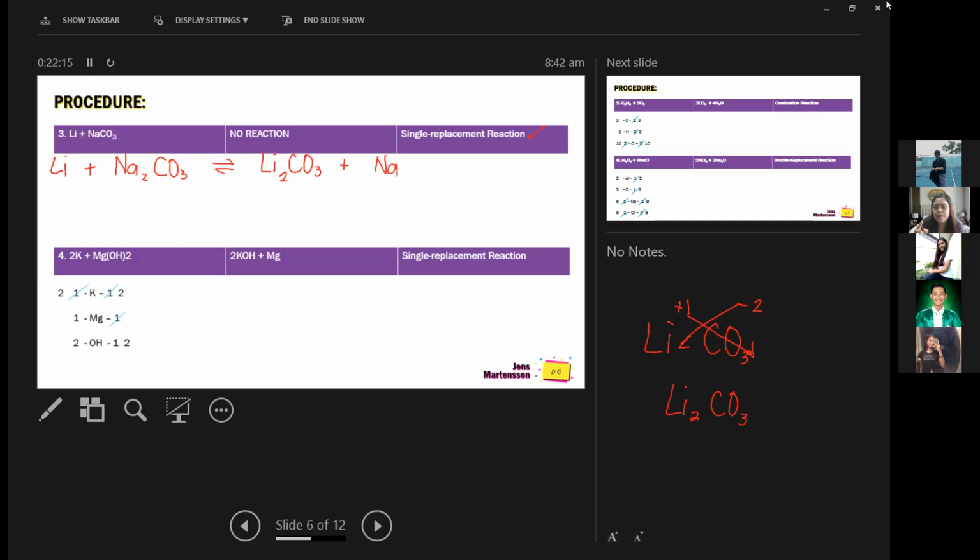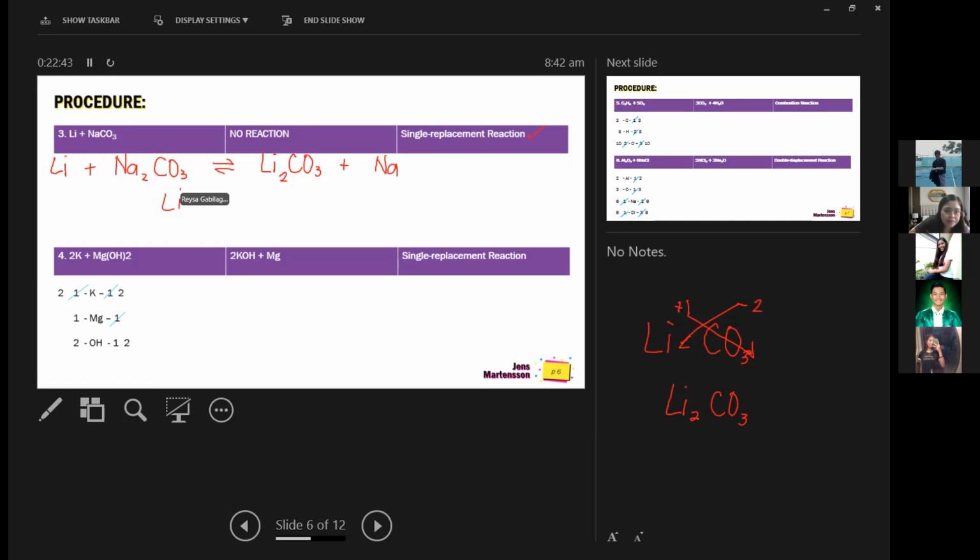Now, as you can see, we don't place 2 as subscript for both lithium and sodium because they do not belong to the diatomic molecules. So nabigay ko kanina yung diatomic molecules. So hindi sila kasama doon. Now they can exist as single element. Now let's check whether this one is already balanced or not.